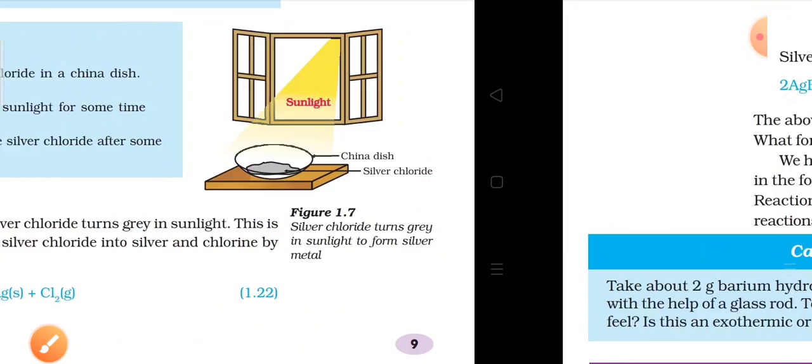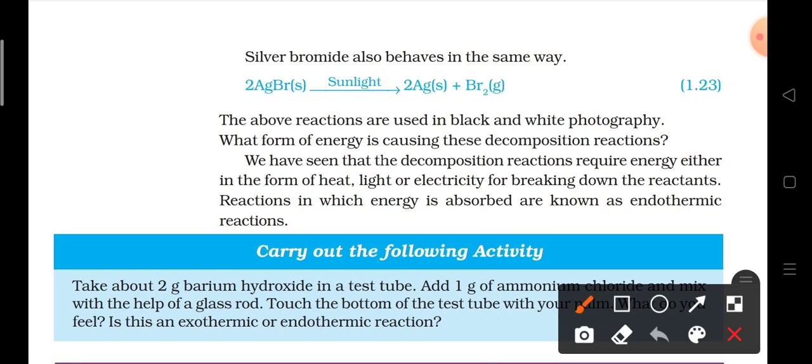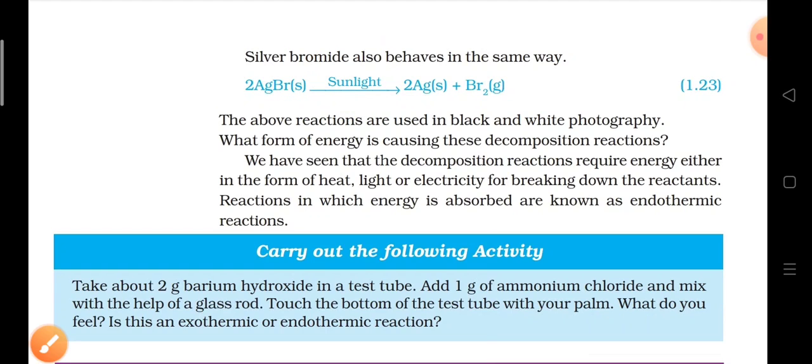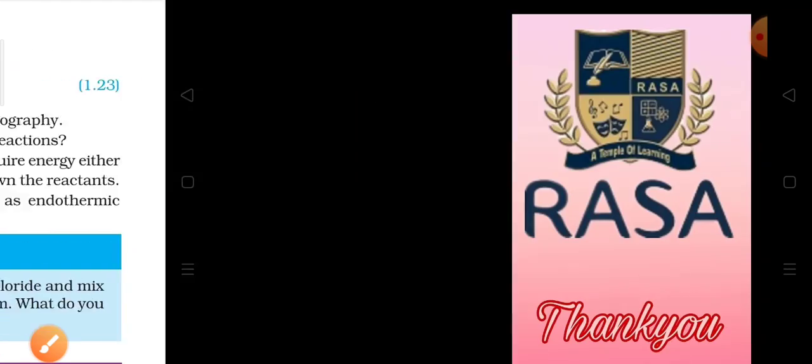Clear? There is one more example for this: when silver bromide is in the presence of sunlight, it again breaks down into silver and bromine gas. So this is decomposition reaction, either by heat, light, or electricity. Thank you.